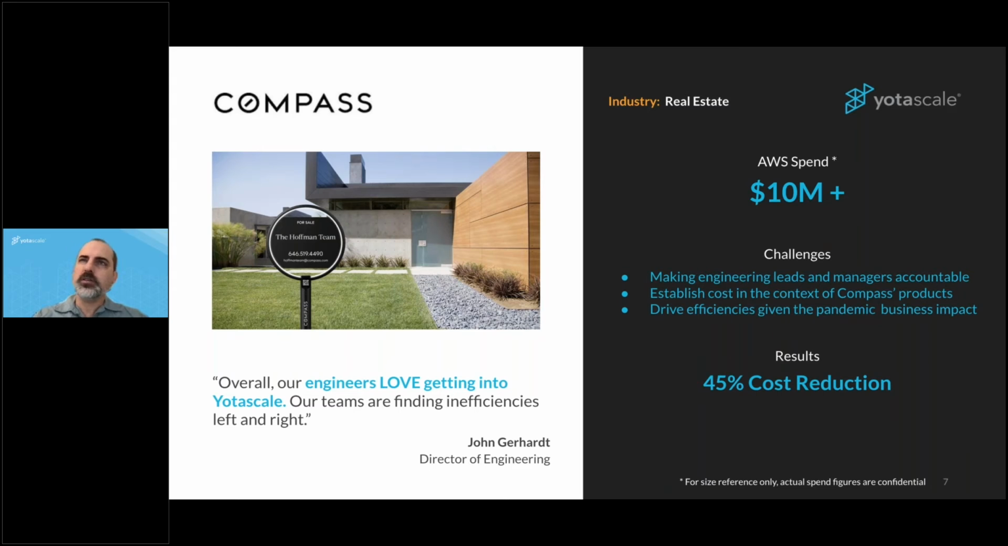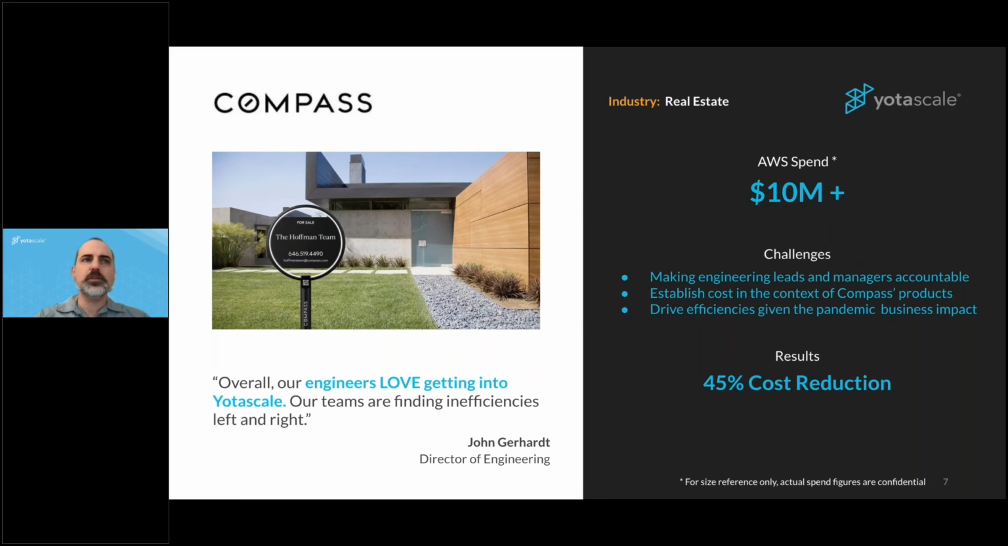So let me talk a little bit about Compass. Compass is another one of our customers that we love to talk about as an example here. You might be thinking, well, that's great for a company like Zoom, but how about somebody with a more modest spend? If I'm not one of the Zooms of the world, Compass still has 10 million plus in AWS spend.